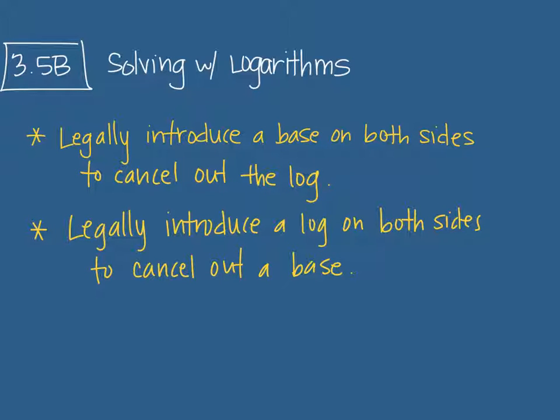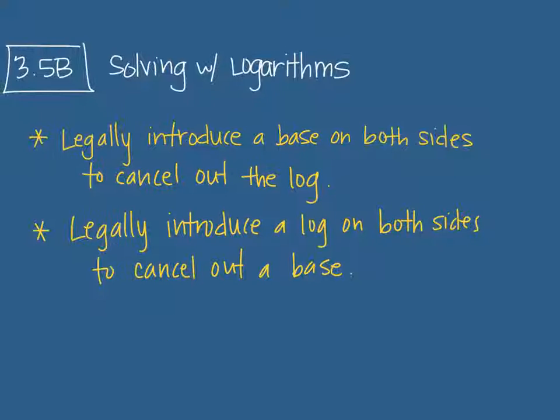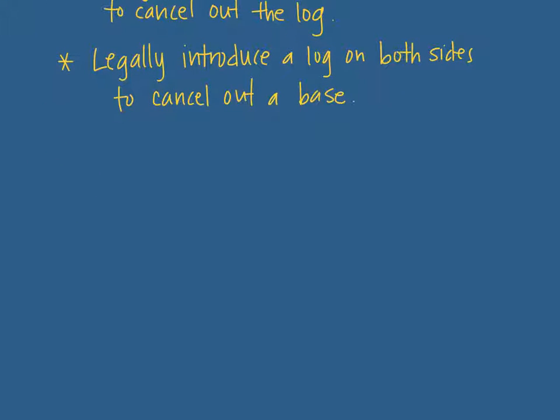It's the same as any other math you've done. If you want to cancel out a square, you introduce a square root on both sides. If you want to cancel out a square root, you introduce a square on both sides. As long as you do it on both sides, it's legal to do. So let me show you how that works out.